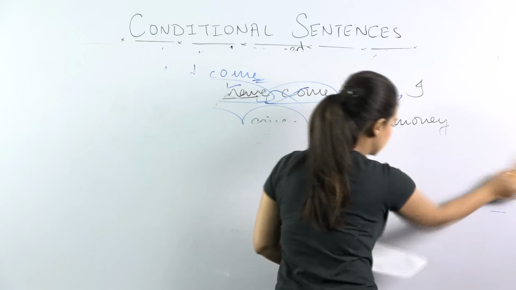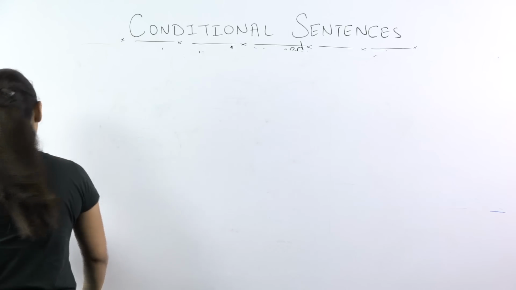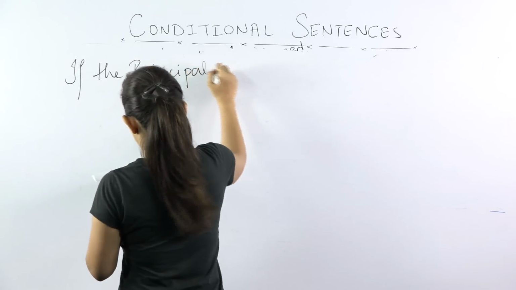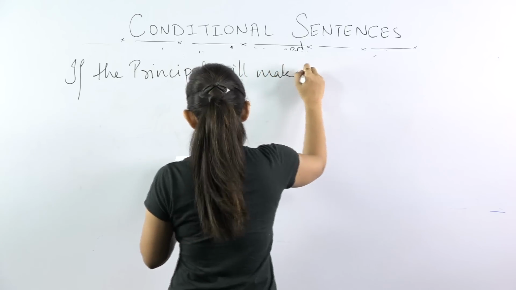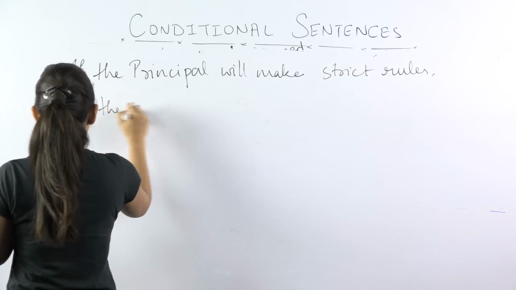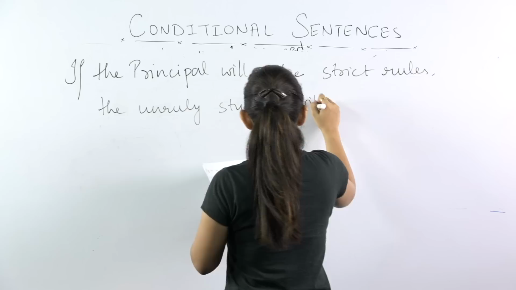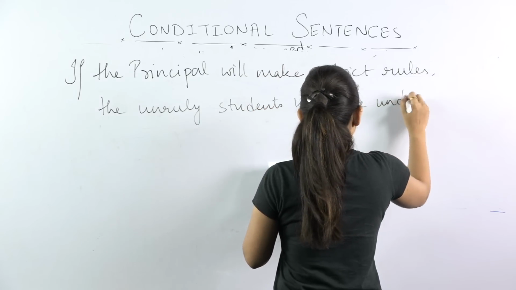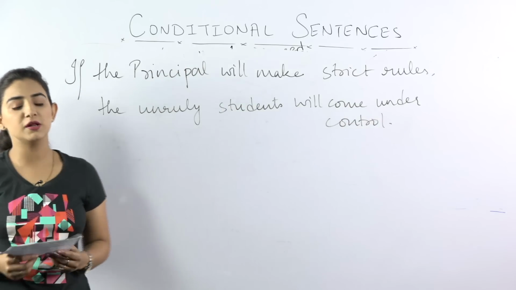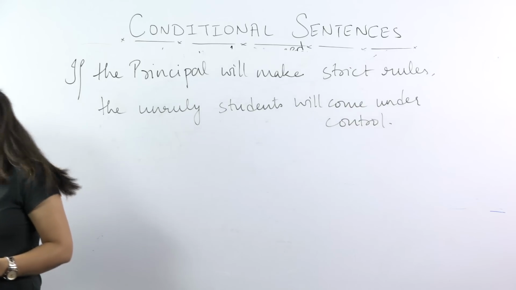Let's move on to the next sentence and see what it has. It says, if the principal will make strict rules, the unruly students will come under control. Now quickly tell me, if the principal will make strict rules, the unruly students will come under control. क्या होना चाहिए यहाँ पर? Quickly बताइए.